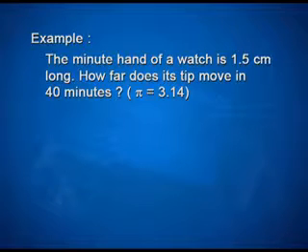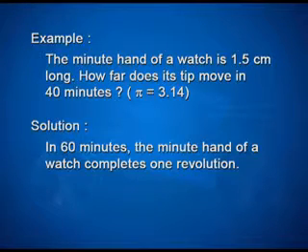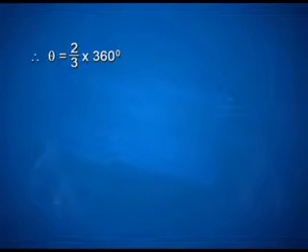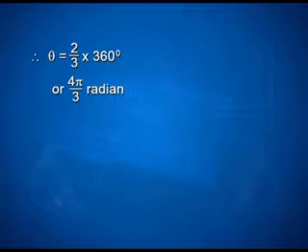How far does its tip move in 40 minutes? Use pi is equal to 3.14. In 60 minutes, the minute hand of a watch completes 1 revolution. Therefore, in 40 minutes, the minute hand turns through 2/3 of a revolution. Thus, theta is equal to 2 upon 3 into 360 degrees, or 4 pi upon 3 radian.